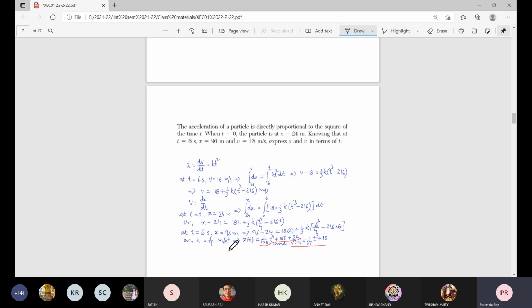And you can check this dimension, acceleration meter per second square. It is second square. So definitely k will be meter per second square per second square. So meter per second to the power 4. And x versus t, this is the relation. Displacement versus time and velocity versus time is this one. So things are simple, but you should do proper practice so that you do not make any mistake.